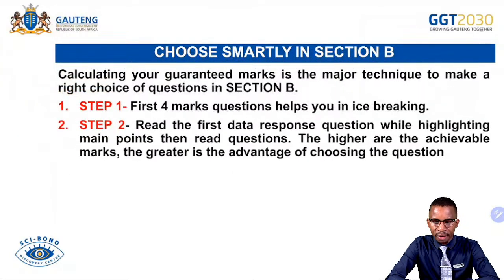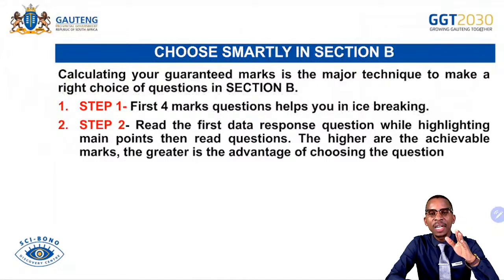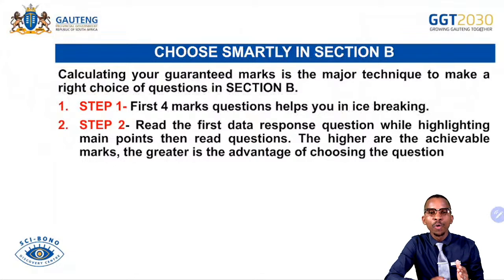Step 2, read the first data response question while highlighting main points, then read questions. The higher the achievable marks, the greater the advantage for you to choose the question. It is very important that as you read the data response, you make some highlights in there, you annotate, so that when you go to the questions, you will find that whatever you've highlighted may be part of the answers. Then after, check in those questions how many marks you will be able to accumulate in there. After that, you move to the next.